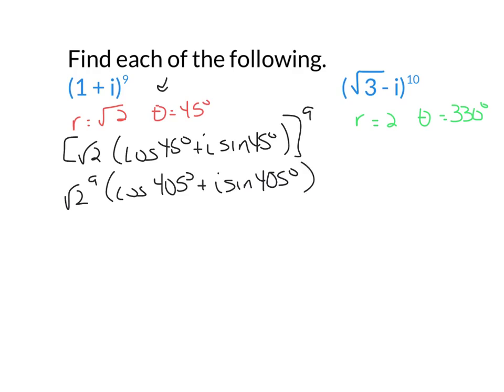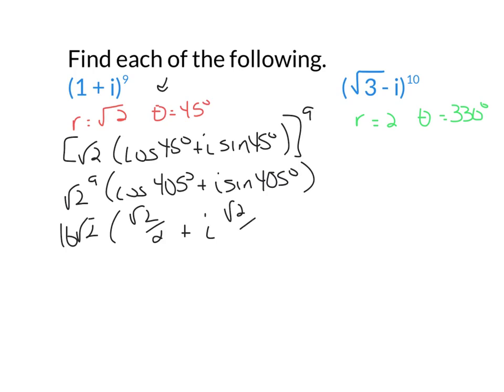Now, square root of 2 to the 9th power, and I'll show you why this is true tomorrow if you really want to see it, but it's 16 square root of 2. That's what you get when you raise square root of 2 to the 9th power. Cosine 405, that's 45 away from 360, so it's really a 45 degree angle in quadrant 1. So cosine of 45 degrees is square root of 2 over 2, and so is sine.